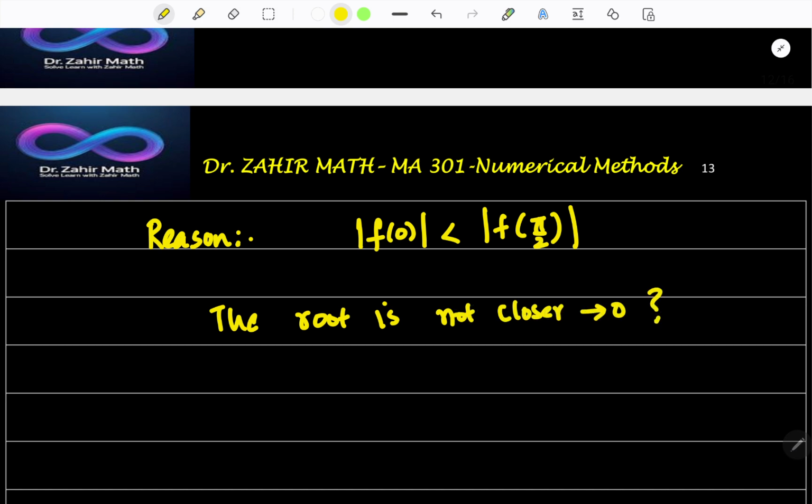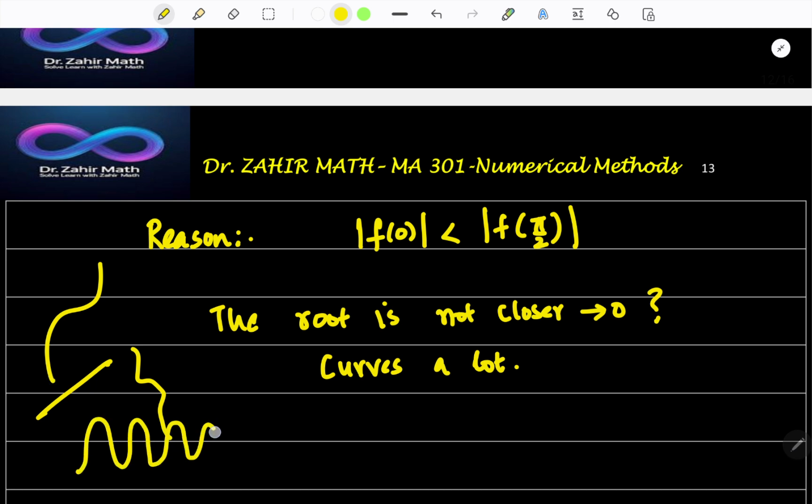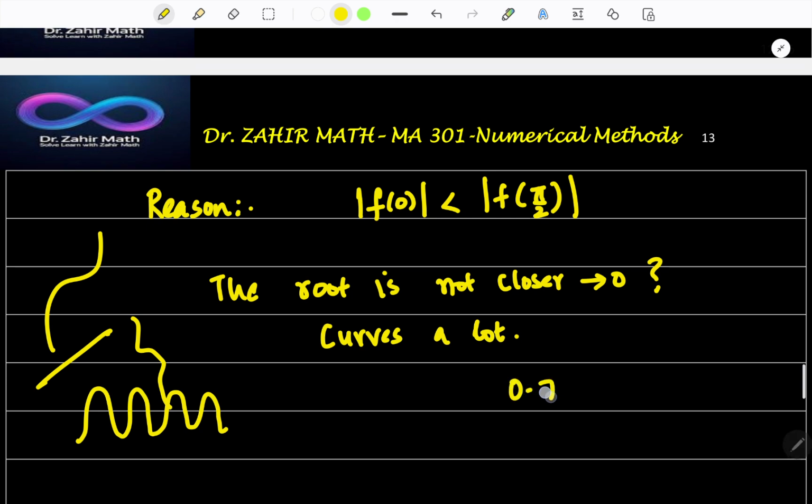Why? The reason is because the function curves a lot. What do you mean by curves a lot, teacher? So far we get polynomial equations, straight line or x cube like this, okay? But the cosine x moving like this, right? So the function curves a lot. So the root is where the graph actually crosses 0, and for f of x equals x minus cosine x, that happens around 0.7391. Not at the end point with the smaller absolute value of f of x.